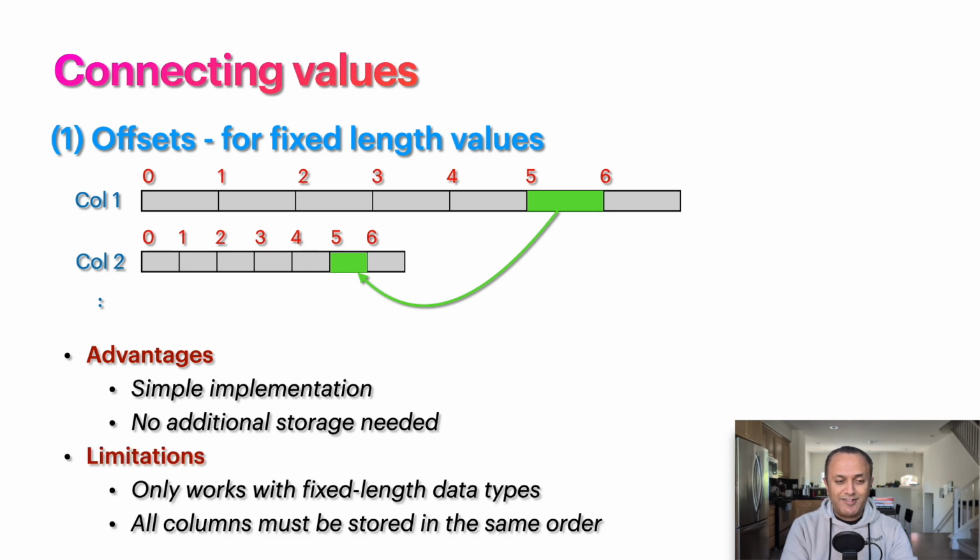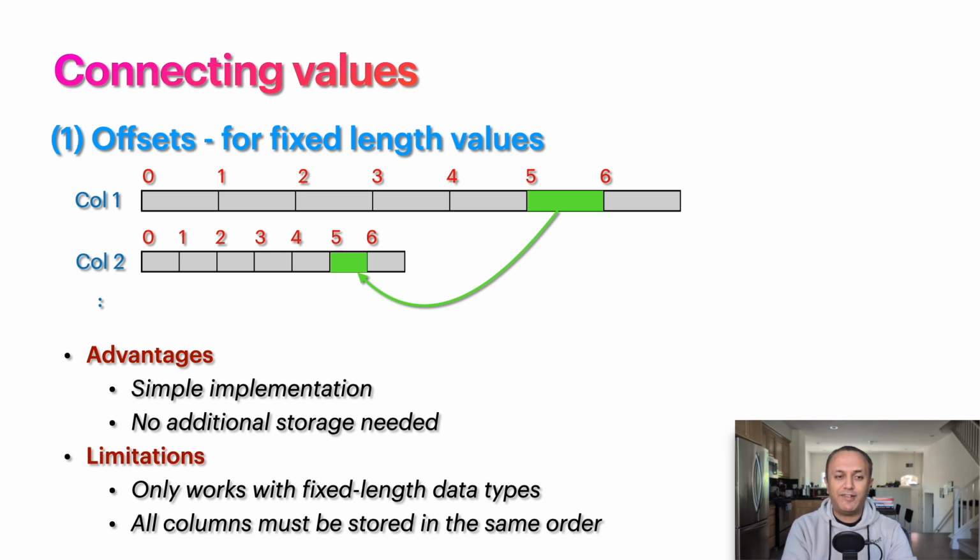The limitation is that this only works, as we said, with fixed length data types. It also requires that all the columns are in the same order because we're relying on the offset, right? So all the values at offset 5 need to come from the same row. All the values at offset 10 need to come from the same row. So the order of the rows needs to be the same for all the columns.